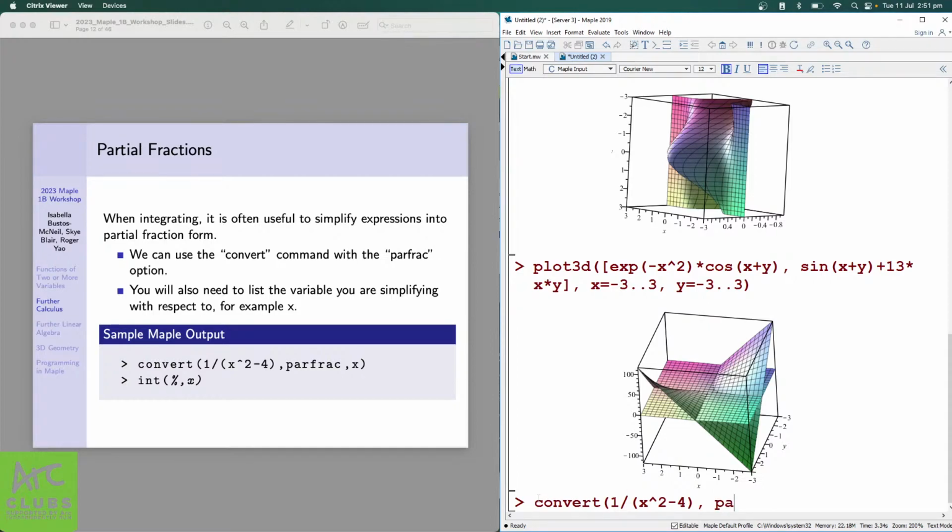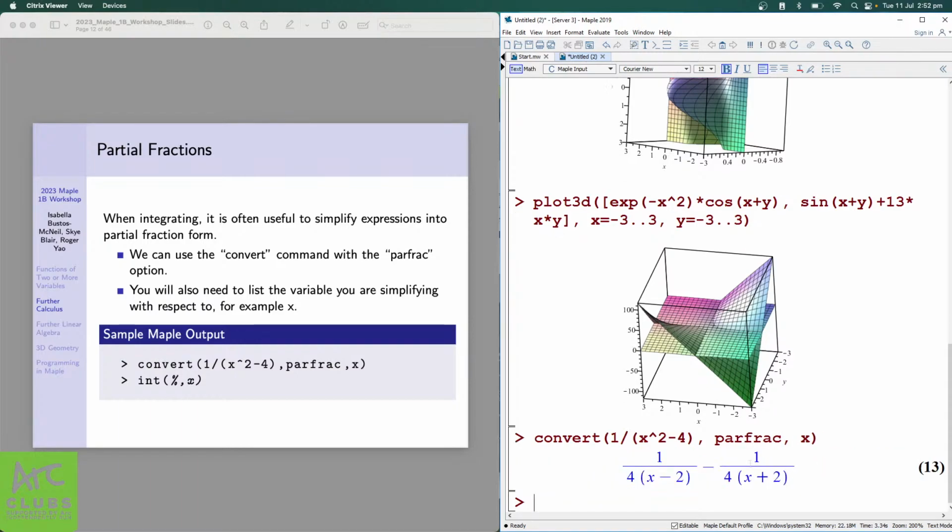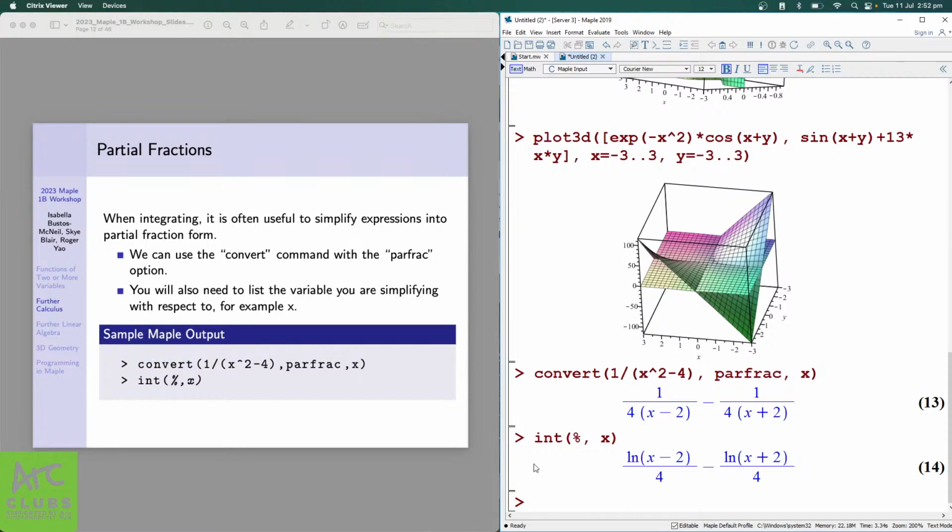So we do parfrac, and then the variable we're doing it with. I typed that in wrong. Parfrac, and then it puts it into partial fractions for us. And now often we want to integrate it, so we can do int, and use the percentage sign with respect to x. The percentage sign takes that previous output, and then it will integrate it for us.